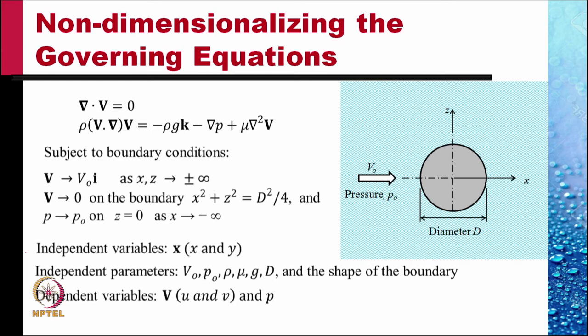Dependent variables would be u and v as functions of x and y over the flow field, and p, the pressure at the various points x and y over the flow field. The dependent parameters could be the lift, the drag, the pitching moments, etc. Of course, for a circular cylinder, there will be no pitching moment. But this could be the list of dependent parameters. This is only as an example.